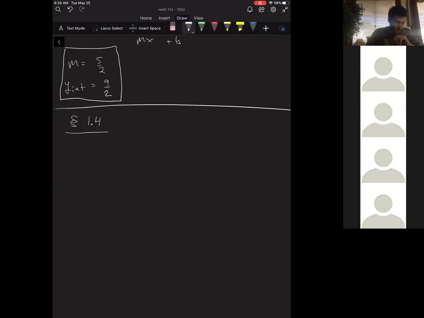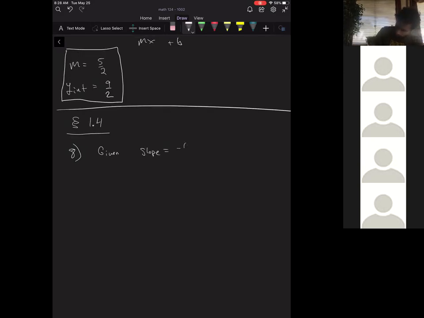So let's say this, like with number 8. In this problem, we're given a slope, we're given a y-intercept, and then we want to find the equation of a line. So let's say given slope is equal to minus 3 over 8, and the y-intercept is equal to 5, find the equation of a line.